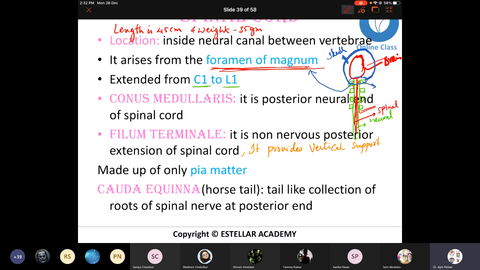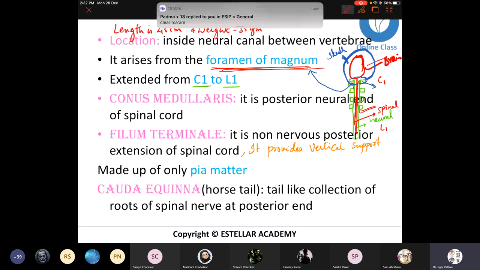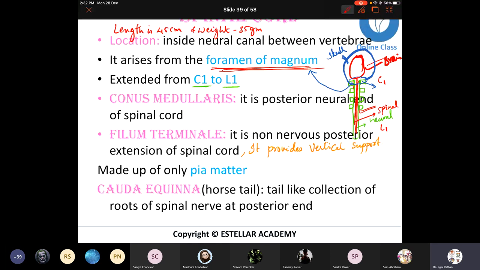Got the point? And this spinal cord extends from C1 to L1. C1 is cervical vertebra. See, vertebrae are made up of cervical, thoracic, and lumbar. So first you have cervical, then thoracic, then lumbar. Cervical 7, thoracic 12, and lumbar 5. But the extension of this spinal cord is from C1 to L1. So all the 12 thoracic vertebrae, all the cervical vertebrae and one lumbar vertebra, until then the spinal cord extends. Okay, ma'am, got it.